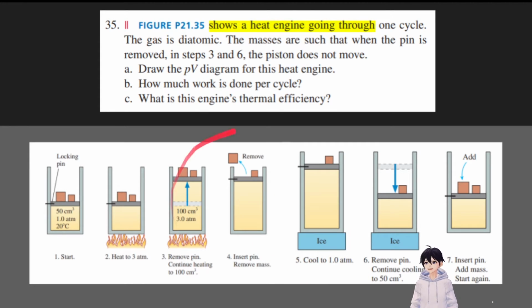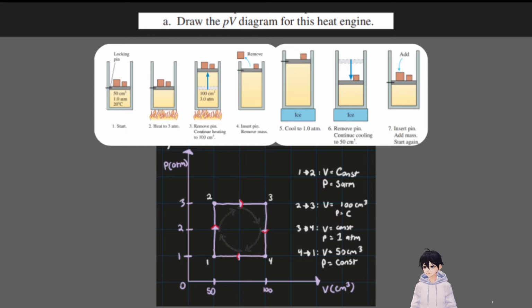So this question gives us a heat engine going through one cycle. The gas is diatomic and the mass is such that when the pins are moved, in steps 3 and 6, the piston does not move. So for step 1, it wants us to draw a PV diagram of the heat engine.